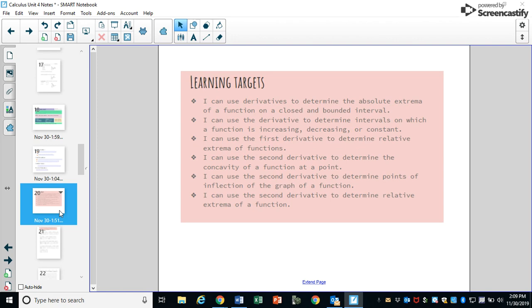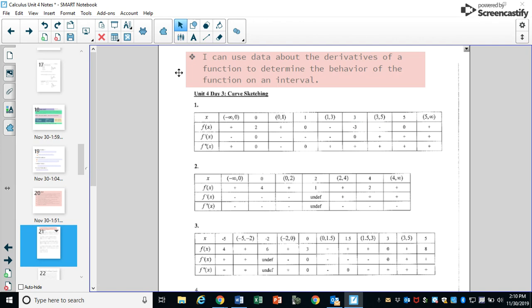Okay, let's dive into today's lesson. So for today's lesson, here's our learning target for the beginning. That's I can use data about the derivatives of a function to determine the behavior of the function on an interval. So we're not only going to be determining the behavior of the function, but we're also going to be graphing them today, okay? Now with these graphs, I'm not looking for 100% accuracy in all of the values, but each aspect of what I do give you has to be in your graph, okay?